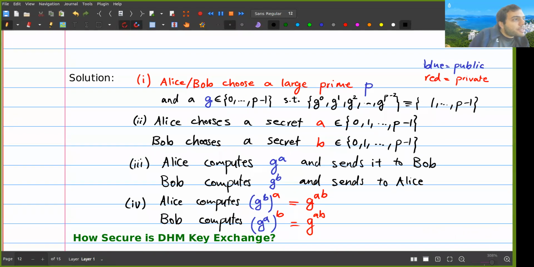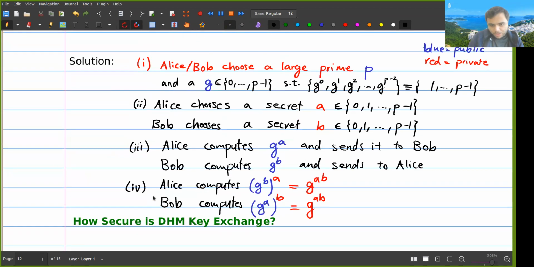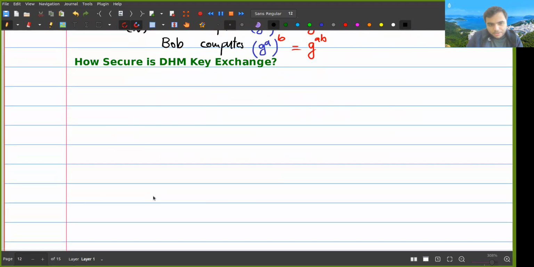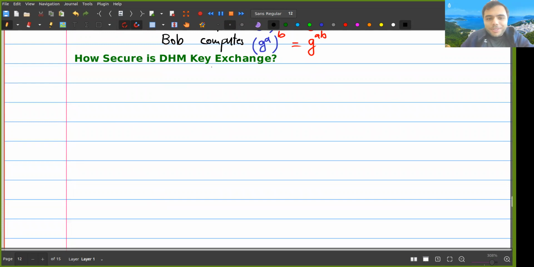So another question is that if we see G to the power of A and G to the power of B, can we compute G to the power of AB? Well, this is actually the security analysis that I'm going to do right now. So let me do this, and it's great that you guys got to this point already. So how secure is this key exchange? How secure is Diffie-Hellman key exchange?